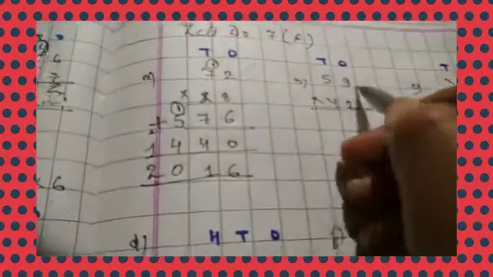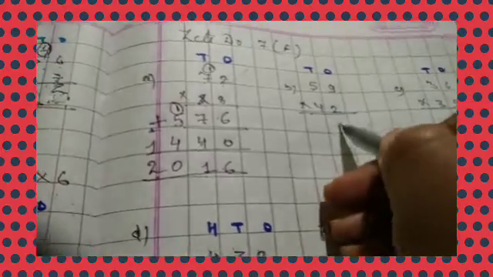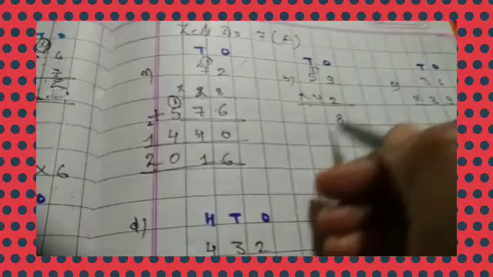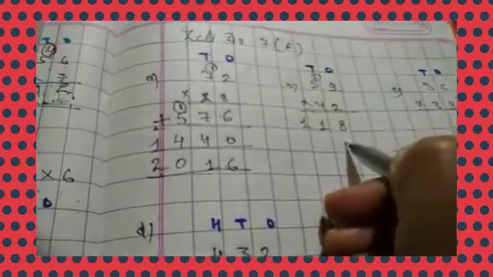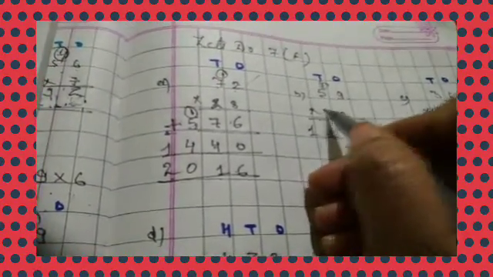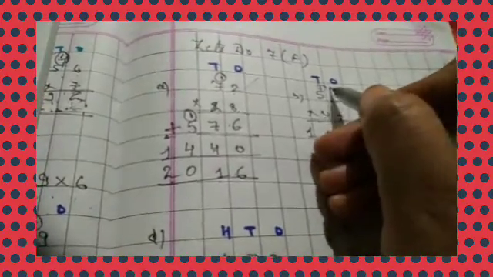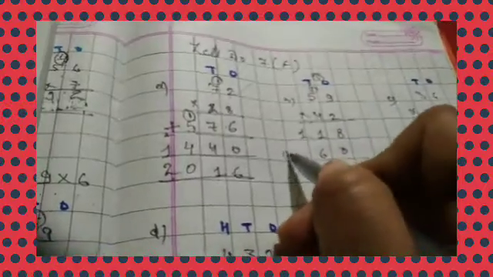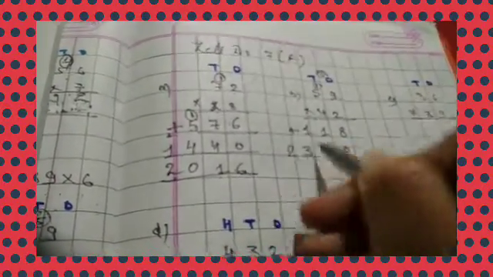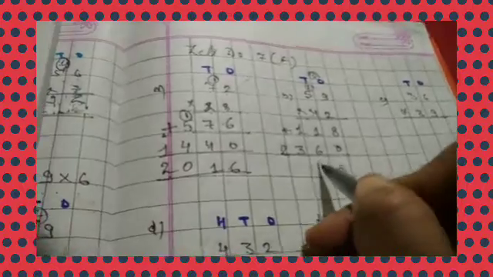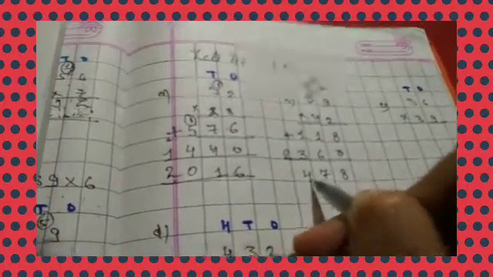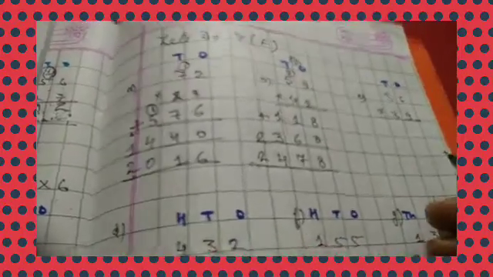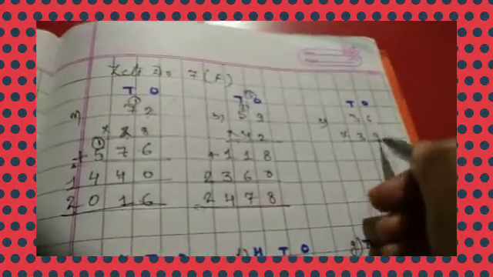Now part B, 59 into 42. So 2 9s are 18. 8 carry 1. Now 2 5s are 10 and 1 is 11. Now put a cross or 0. 9 fours are 36, 6 carry 3, carry over 3. Now 4 fives are 20 and 3 is 23. Now add this up. So 8, 6 and 1 is 7, 3 and 1 is 4 and 2. So 2478.